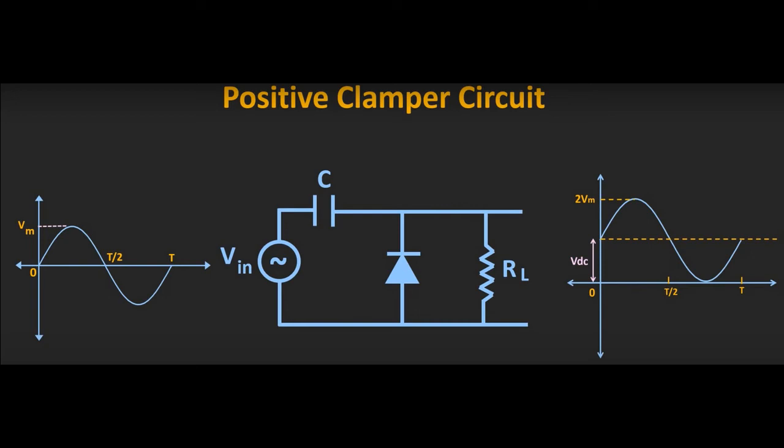So the input signal has the same shape, only the output will be DC offsetted. We have added plus Vm voltage in this signal to make the output. So the VDC, as you can see, is offsetted. This is known as the clamper circuit or clamp circuit. This is the same circuit as we have.